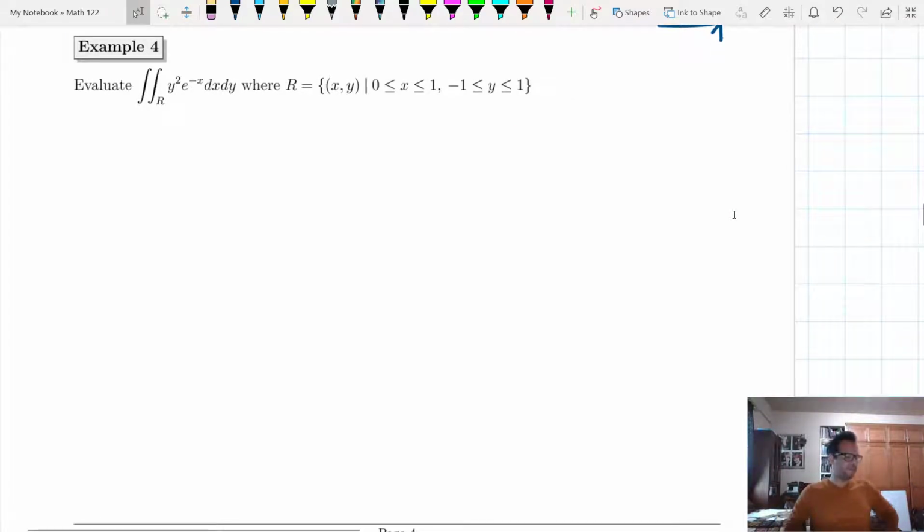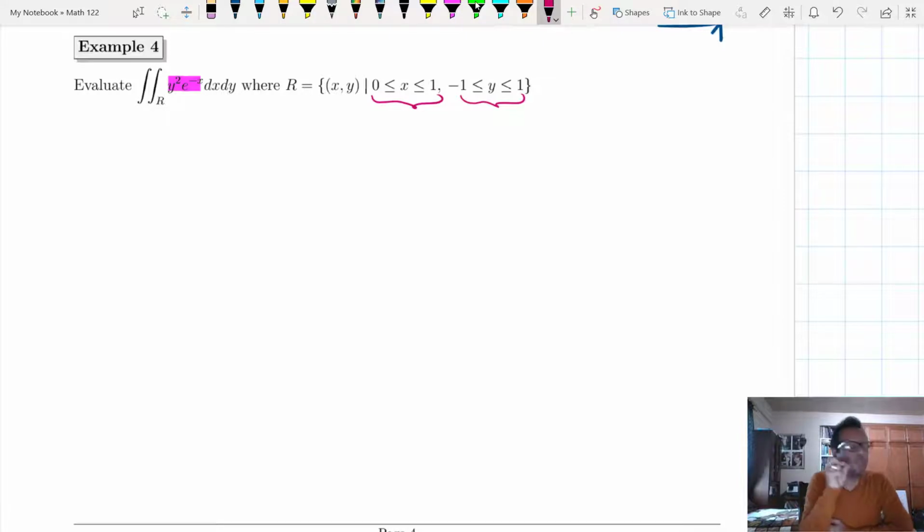Okay, now let's look at another example. We are going to have the integral of the function y squared times e to the negative x, where R is x going from 0 to 1 and y going from -1 to 1. And yes, we're going to evaluate this integral using the two orders of integration, with respect to x first and then y, and then the other way around.